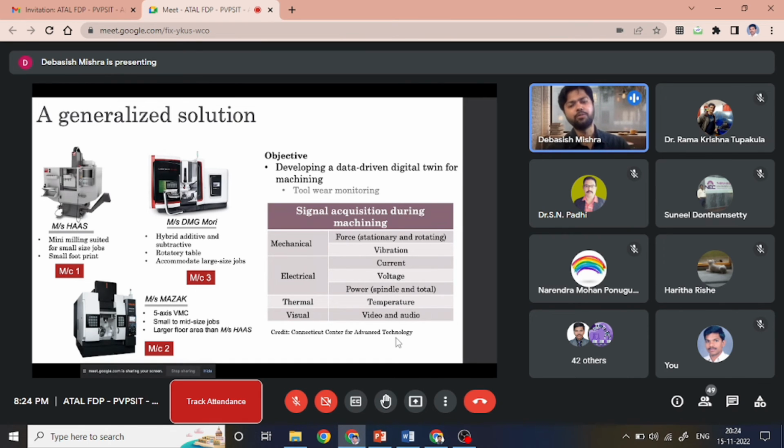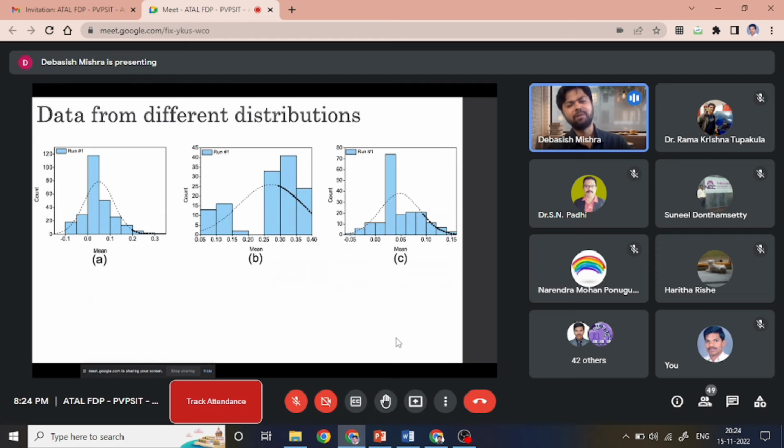All together, our objective was to collect data from one or at best two sensors. It could be a cost-effective solution, so how can we detect the cutting tool condition at this stage, to go for a data-driven digital twin for the cutting tool and also for the machining process? As I told, the data is coming from different distributions. As you can see here, the histogram plot reveals that the data is differently scattered because it's coming from different types of machines. The process is the same, but they vary amongst each other.